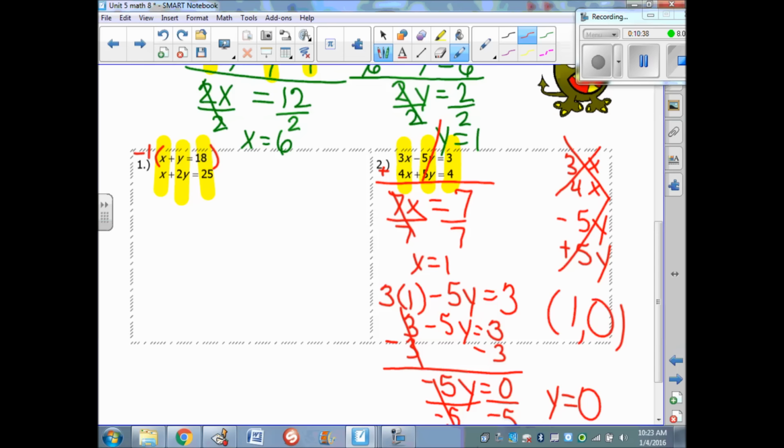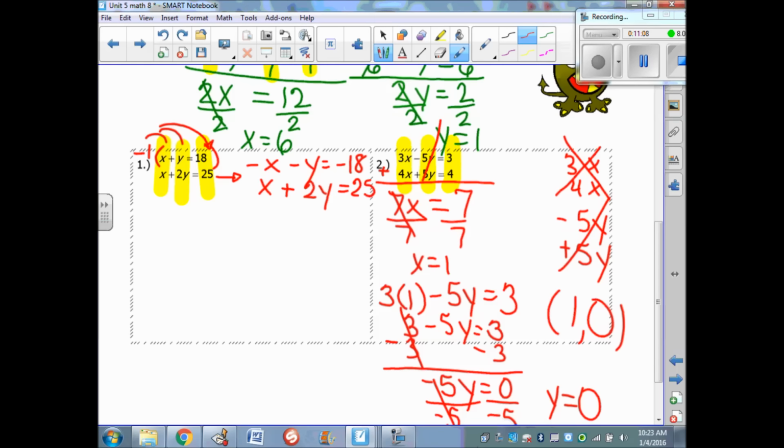So let's use our distributive property. -1 times x is -x. -1 times y is -y. And -1 times 18 is -18. Now let's just bring over that bottom equation, because I haven't had to do anything to that yet.